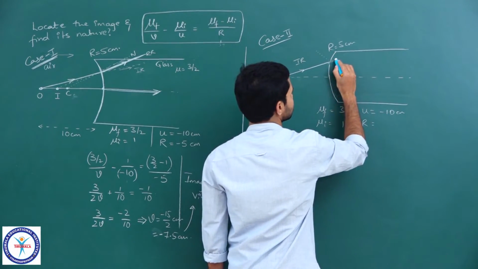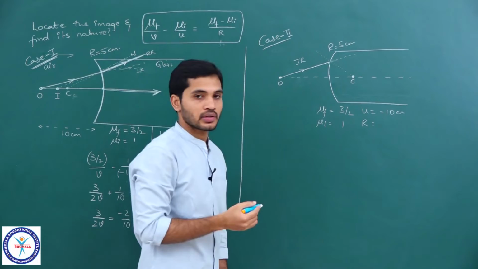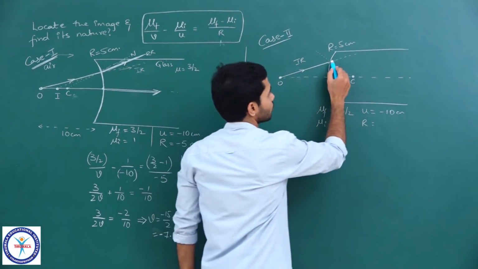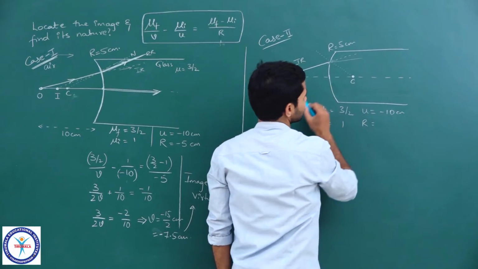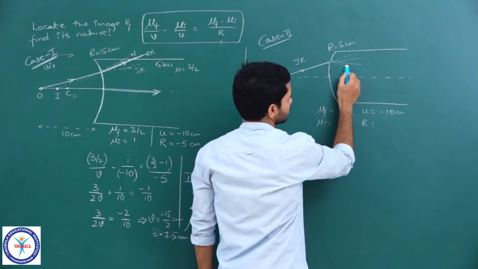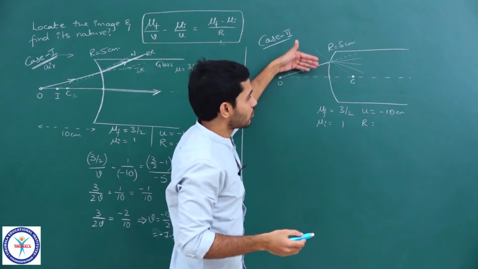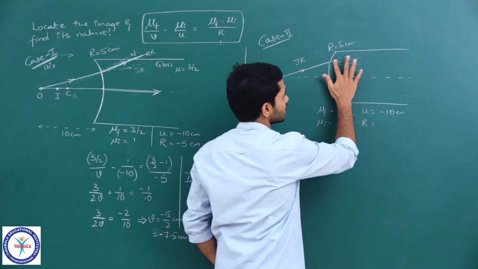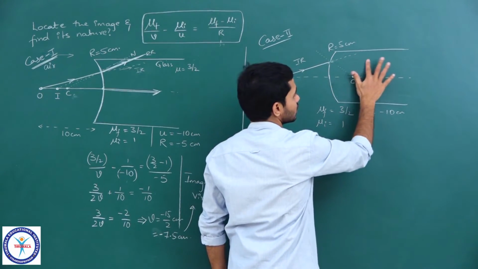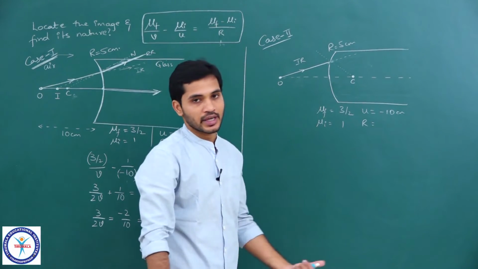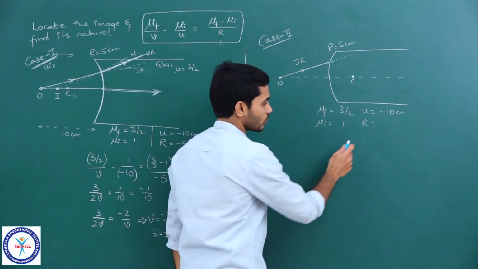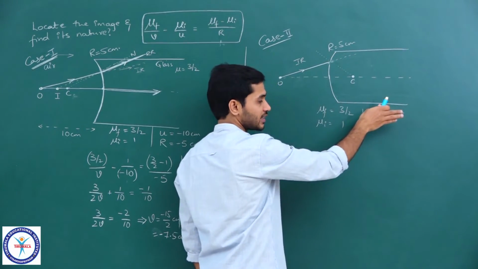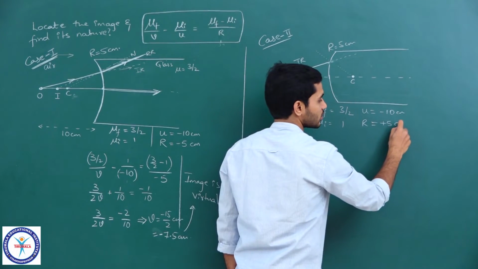Keep in mind this is the direction of the incident ray. If this light ray bends towards the normal, it could travel like this, like this, or like this. I do not know which of these the light ray will take unless I know where the final image is formed. That is why we are first going to derive the location of the image. So, how much is the value of r? It is 5, because the center is on this side itself, so I will take it as plus 5 centimeters.